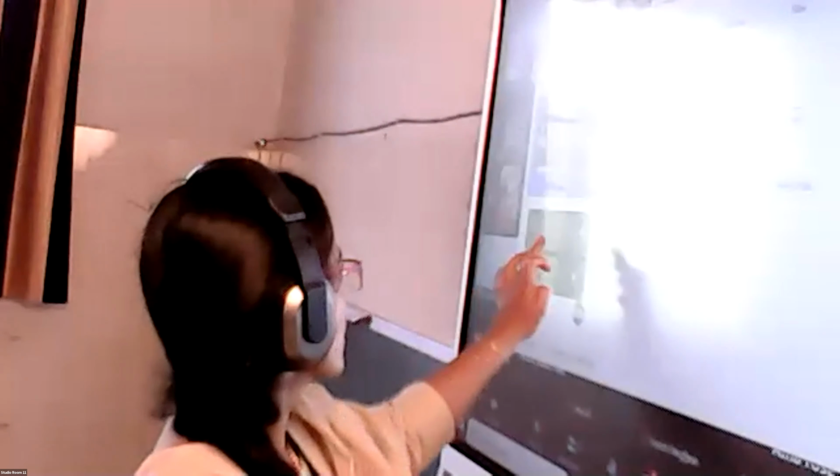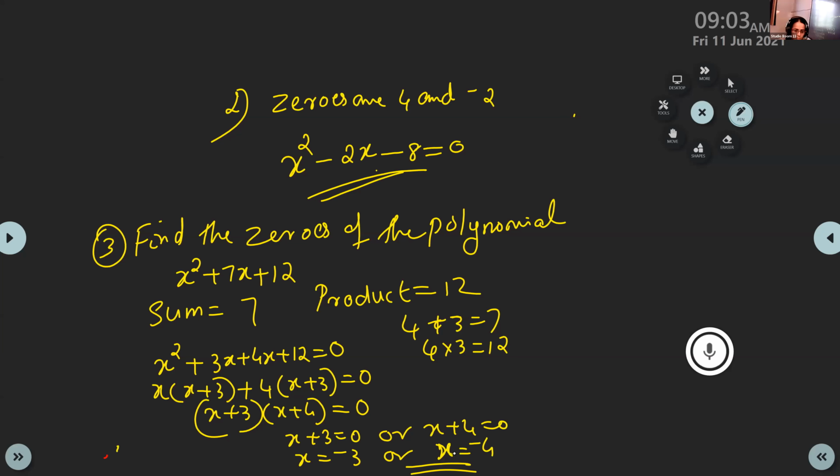So for finding the zeros, you can use either splitting the middle term or you can use the quadratic formula also. Using the quadratic formula also you can get it. Now we can use this formula also for a quadratic polynomial. Yes, b square minus 4ac.